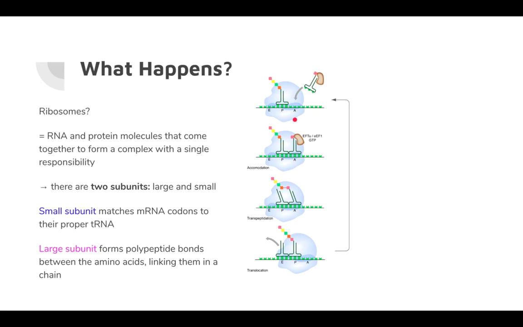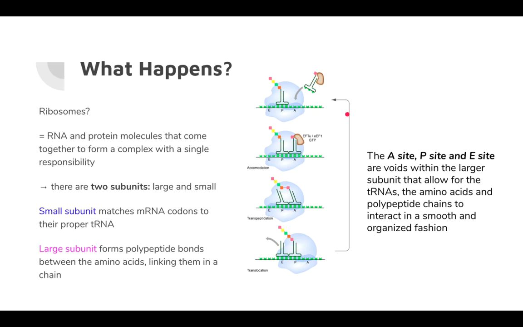So there's this organized system going on here, and let's take a closer look at that. We see A, P, and E. That stands for A site, P site, E site. These are voids within the larger subunit that will allow for the tRNAs, the amino acids, and the polypeptide chains to interact in a smooth and organized fashion.